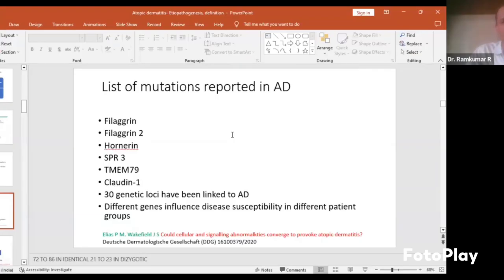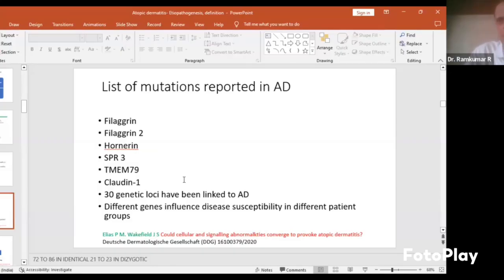And we have a lot of mutations after filaggrin which have been reported, such as Hornerin. In fact, in Africans, filaggrin 2 is reported, and small proline rich protein 3, and then claudin. Claudin is the tight junction protein, and almost 30 loci have been linked to atopic dermatitis by genome-wide scans. The problem here is that different genes influence the disease in different ethnicities. Only some genes are common.